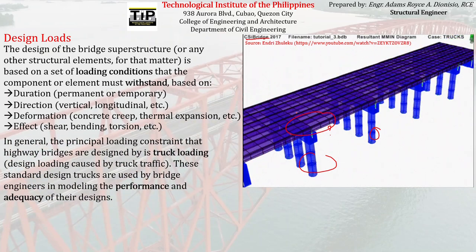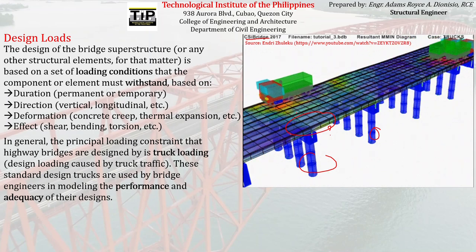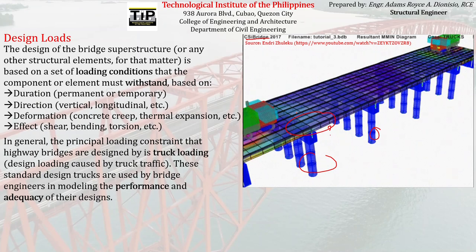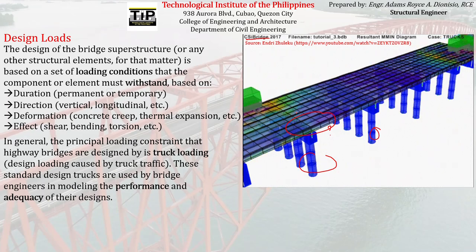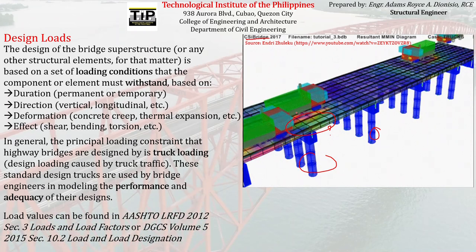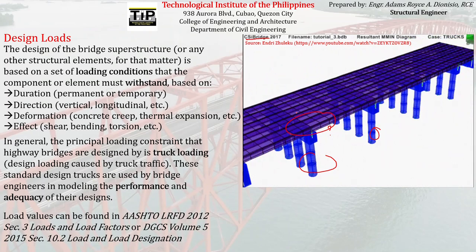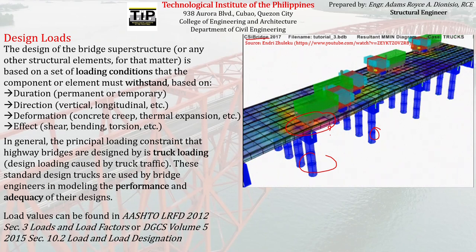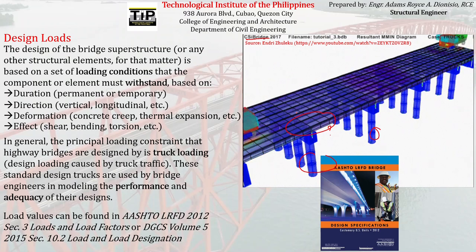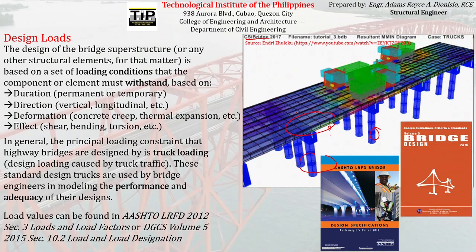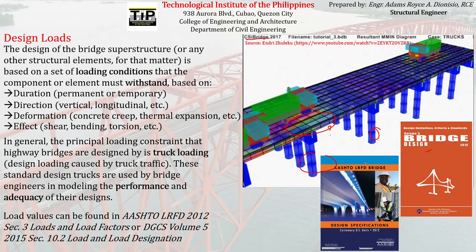In general, the principal loading constraint that highway bridges are designed by is truck loading. Design loading caused by truck traffic. The standard design trucks are used by bridge engineers in modeling the performance and adequacy of their designs. Load values can be found in AASHTO LRFD 2012, Section 3, loads and load factors, or DGCS Volume 5, 2015, Section 10.2, load and load designation, which is this. So ito yung DGCS, ito yung AASHTO LRFD.